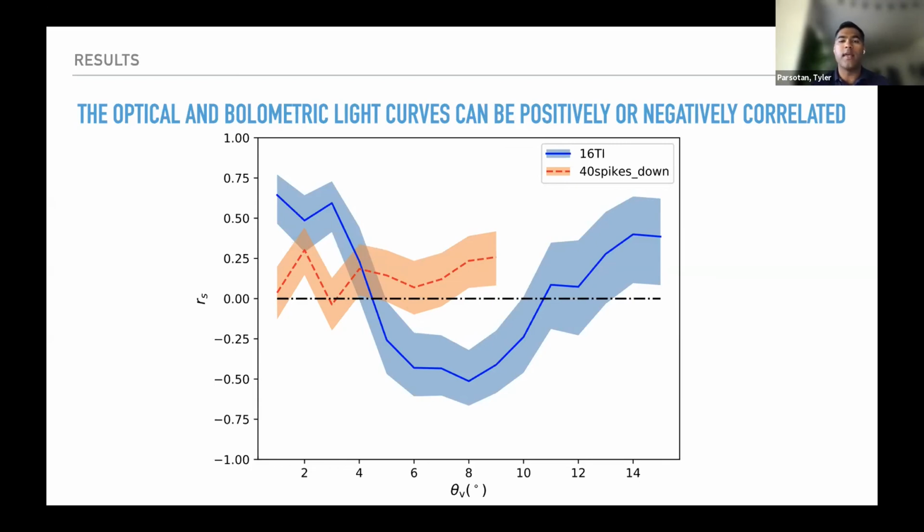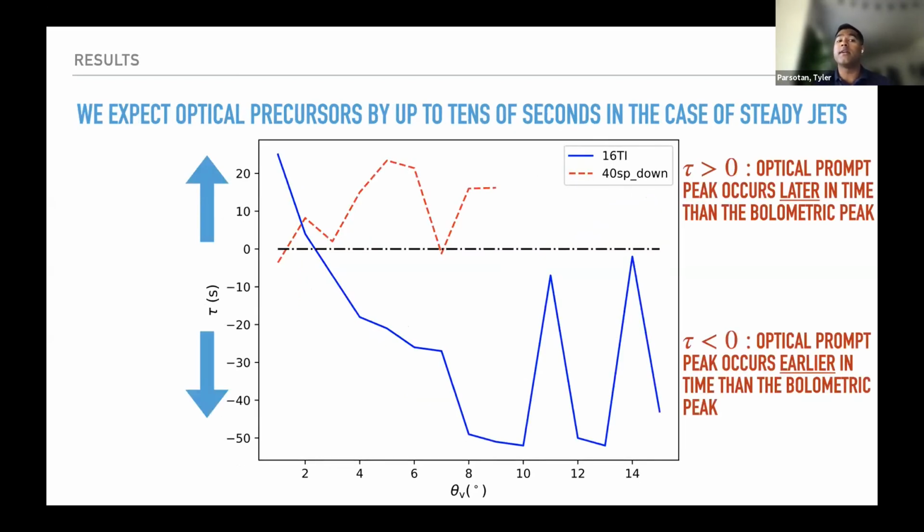One other thing that I'd like to touch on is looking at the potential for optical precursors. And what we find is that we do expect there to be some sort of optical precursor by up to tens of seconds, especially in the case of a steady jet. So what we've done here is construct this tau parameter, where tau greater than 0 shows that the optical prompt peak occurs later in time than the bolometric peak. Tau less than 0 shows us that the optical prompt peak occurs earlier in time than the bolometric peak.